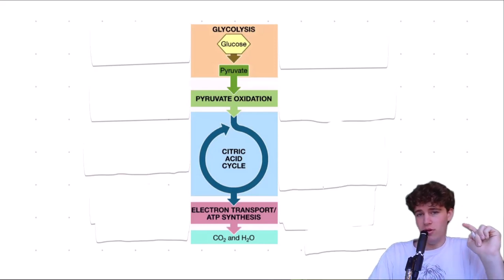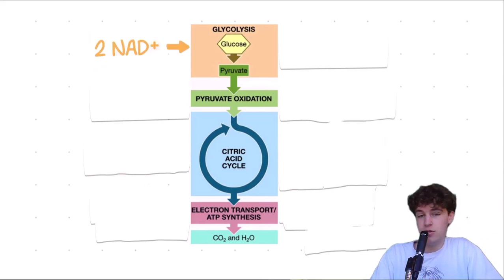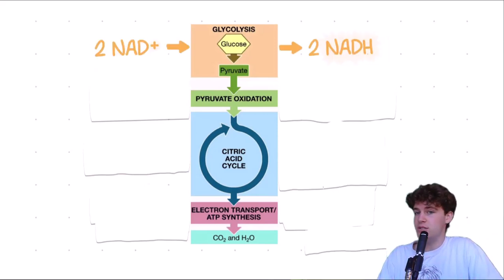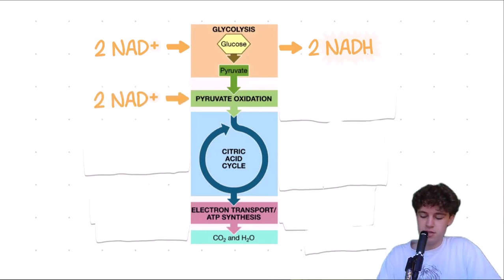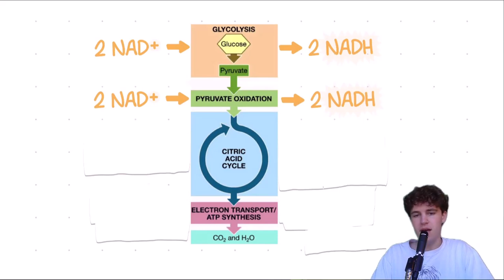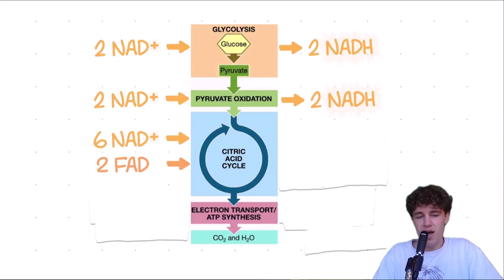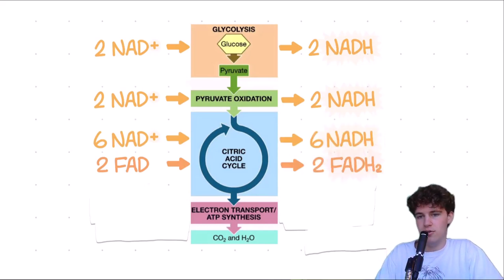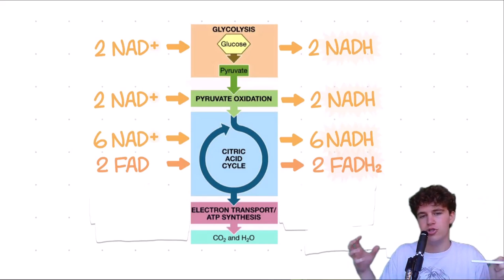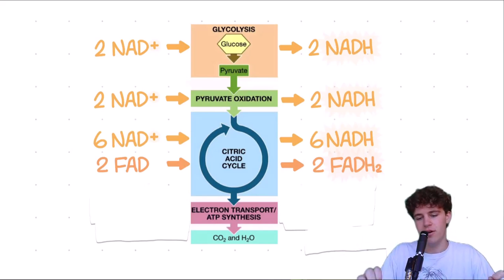For every one molecule of glucose that undergoes glycolysis, we have 2 NAD+ being reduced into 2 NADH. Similarly, for pyruvate oxidation, we have 2 NAD+ reduced into 2 NADH. And for every turn of the citric acid cycle, we have 3 NAD+ and 1 FAD, which is another coenzyme and electron carrier, being reduced into their reduced forms. And notice for all of these processes, we have the lower energy oxidized form being reduced into a higher energy reduced form. By doing so, we're storing energy in these electron carrier compounds.